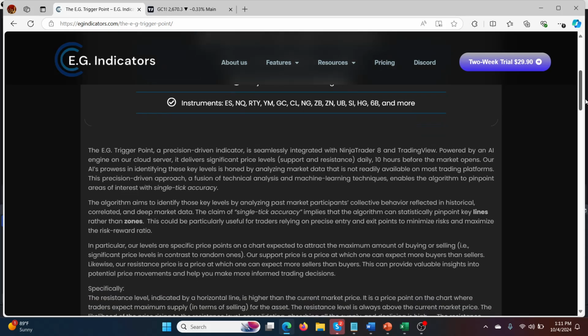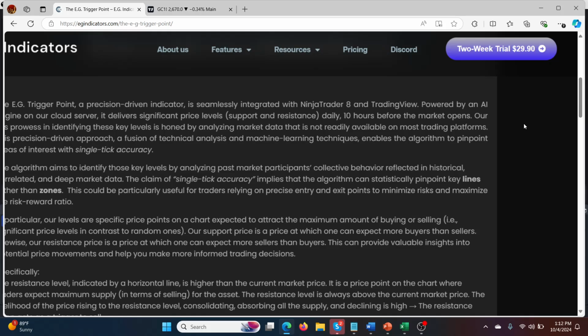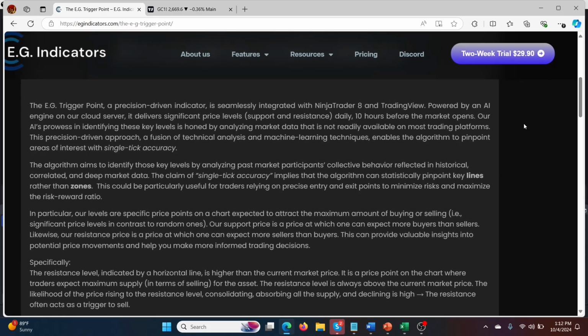So one thing I want to point out here is these are for TradingView and NinjaTrader 8. So I'm going to show on TradingView, they're going to be similar on NinjaTrader. So this is their explanation of what these are, and this is where things get complex, and it sounds really impressive, right? So powered by an AI engine on our cloud server, delivers significant price levels, support and resistance daily, 10 hours before the market opens, so you're ready to go for the market open.